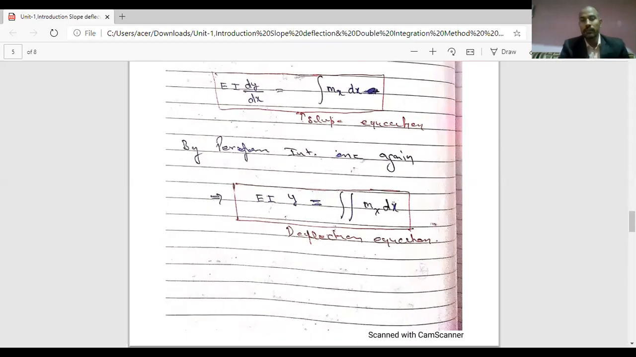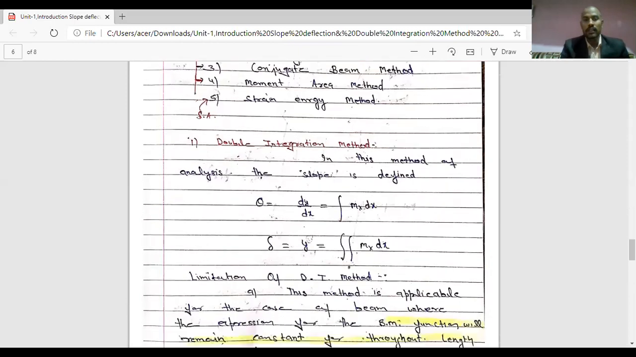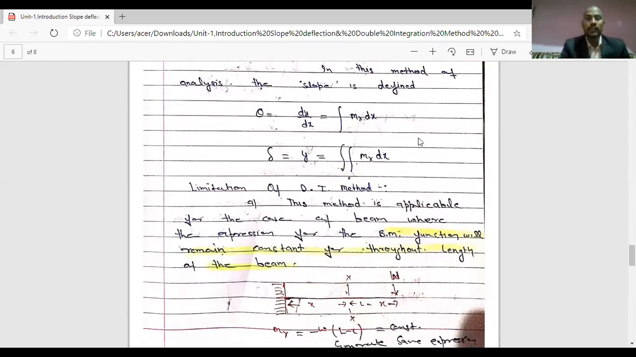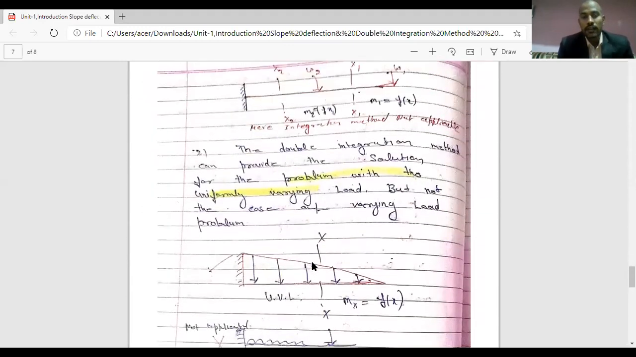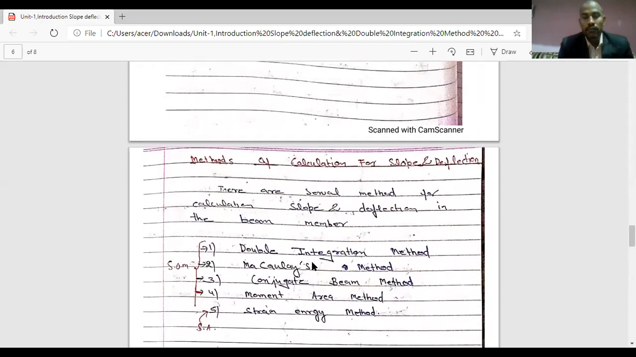Here we don't use EI because EI is constant in the double integration method. So in questions, if we solve a question on the double integration method, these formulas are used to find the slope and deflection. So dear, in the next video we come with some problem solving. Before that, you learn today's video basic points.